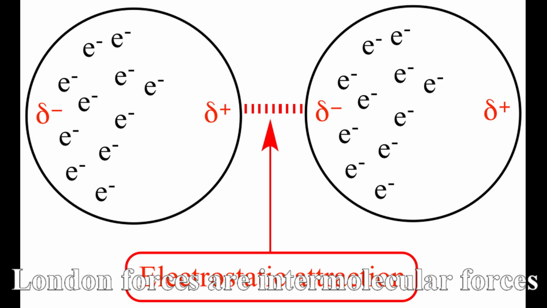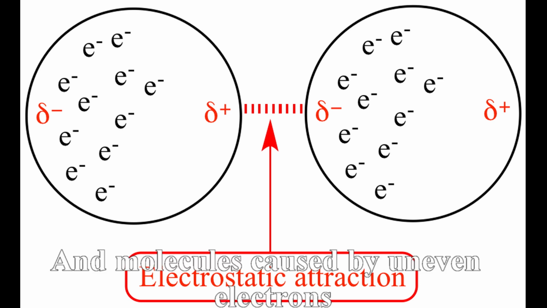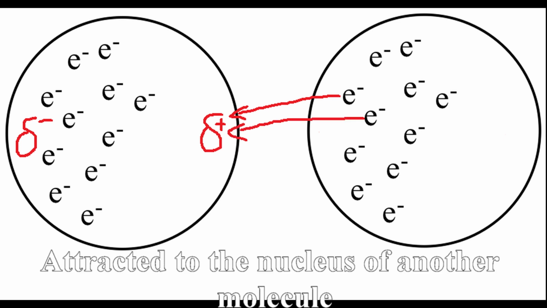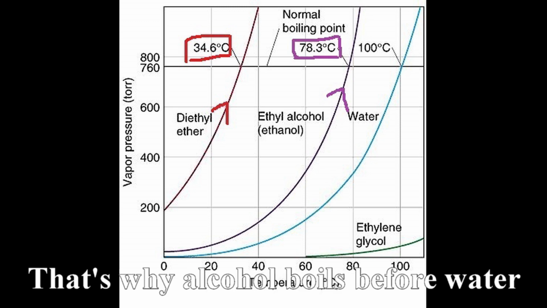London forces are intermolecular forces. They are attractive forces between all atoms and molecules caused by uneven electron distribution. Electrons from one molecule will be attracted to the nucleus of another molecule. They are weaker than hydrogen bonds. That's why alcohol boils before water.